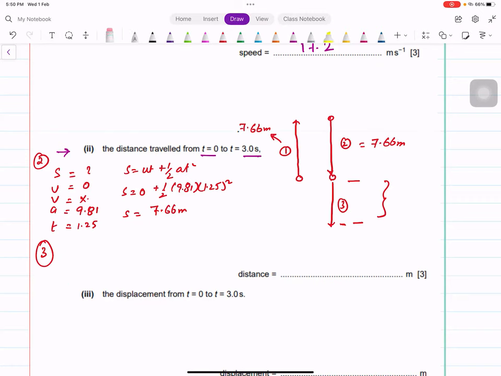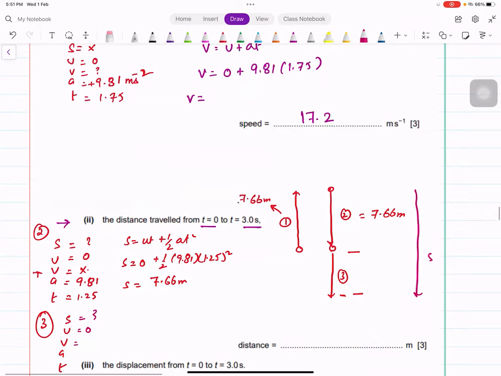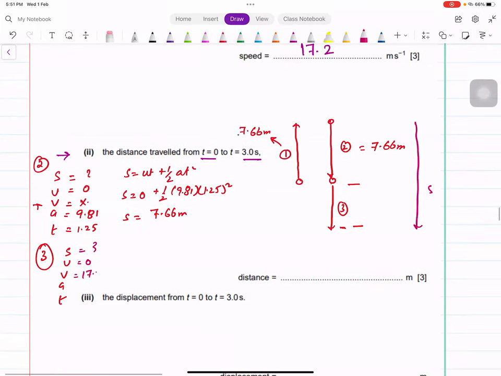So instead of finding velocity here, what we can do is simply find the total distance from here to here. Okay, so now the displacement is s, that's what we need. Initial velocity is zero, final we have, that is 17.2, and the acceleration is 9.81. And the time is basically from this point, it was 1.25 minus this.